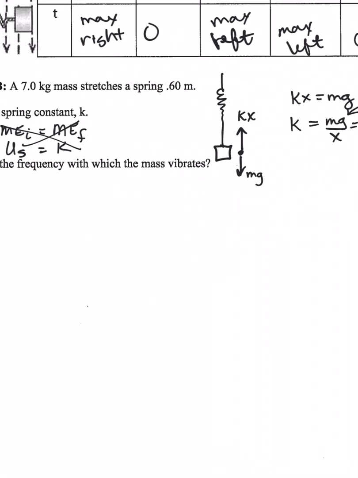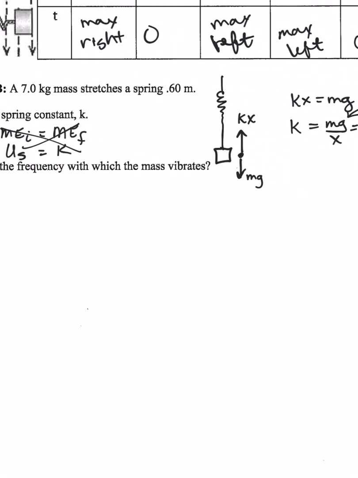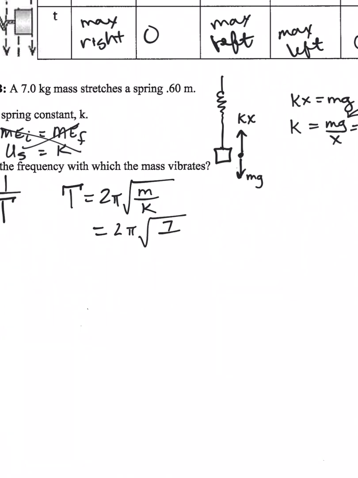Now it says, what's the frequency at which it vibrates? Okay, so frequency is equal to 1 over what? 1 over T. Okay, so we know what T is, right? 2 pi times the square root of m over k. So this is 2 pi times the square root of 7 divided by 116.7. Well, let's figure out what that is.